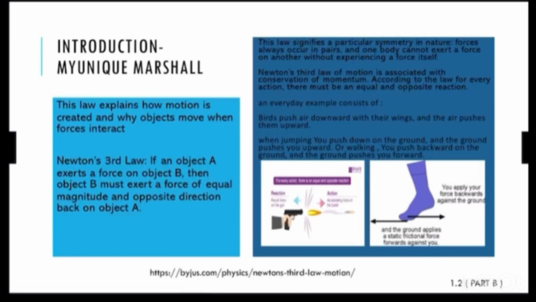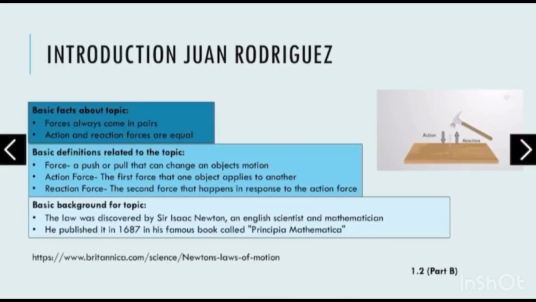Newton's third law of motion is associated with conservation of momentum. According to the law, for every action there must be an equal and opposite reaction. Everyday examples include birds pushing air downward with their wings and the air pushing them upward, or when jumping, you push down on the ground and the ground pushes you upward, or walking, you push backwards on the ground and the ground pushes you forward.